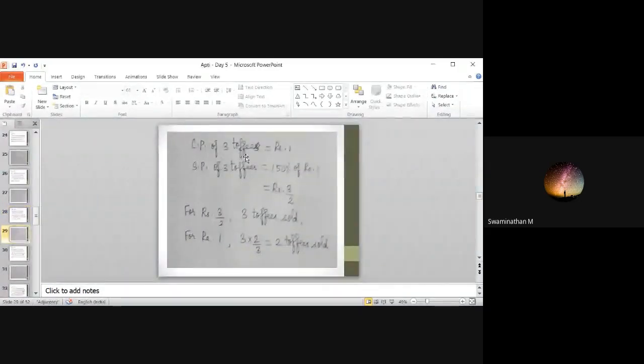The cost price of 3 toffees is 1 rupee. If you want to find the selling price of 3 toffees with 50% profit, 1 rupee plus 50% profit, which is 0.5, gives 1.5 rupees. So 1 rupee 50 paise is the selling price of 3 toffees, that is rupees 3 by 2. So for rupees 3 by 2, he is selling 3 toffees. For 1 rupee, he will sell 3 into 2 by 3, that is, you multiply by the reciprocal. So you will get two toffees.